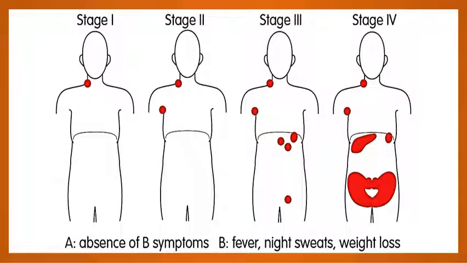This is the illustration. The picture shows the variations: above the diaphragm, where it is located in the neck or the chest, or below the diaphragm, where it is the spleen, liver, and other parts of the body where it has already spread. This picture illustration covers all four stages.